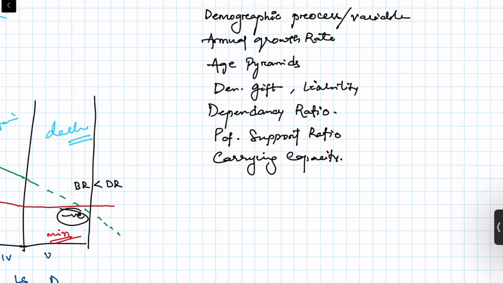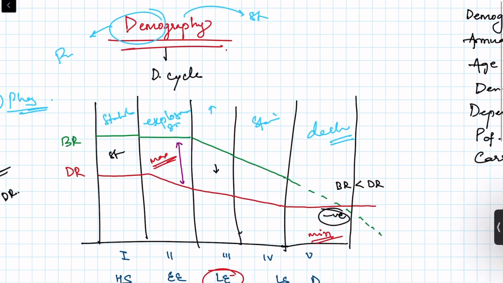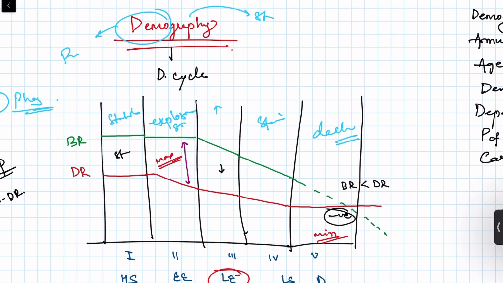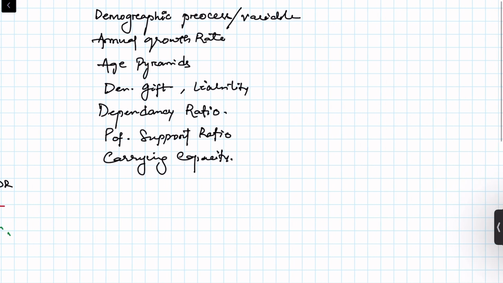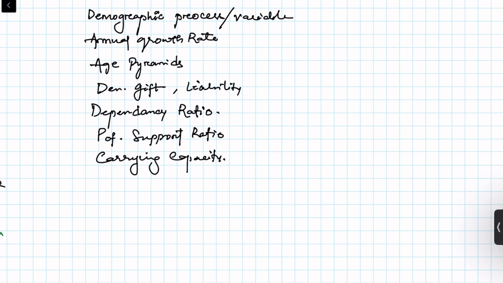Okay, so this is the second video of the unit demography, and in the previous video we just learned about what is demography and more about the demographic cycle, and we saw all the 5 phases. In this video we will see demographic process and variable, then annual growth rate, age pyramids, demographic gift, liability, dependency ratio, potential support ratio, and carrying capacity.